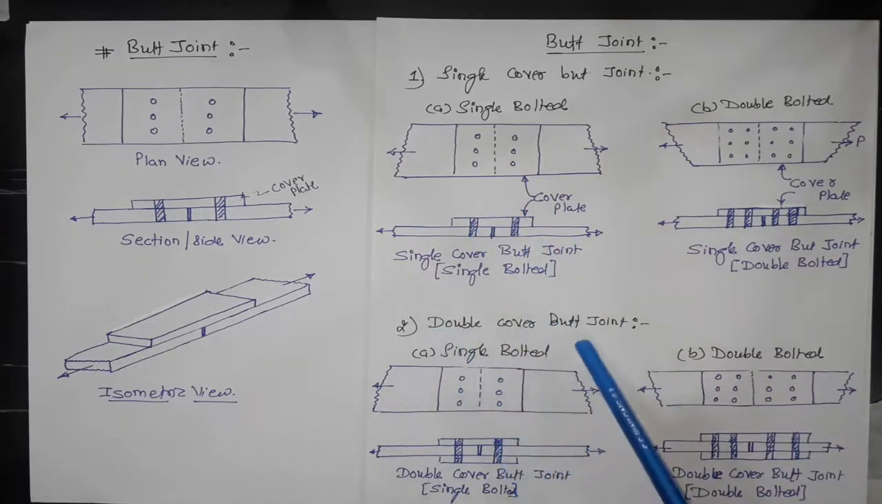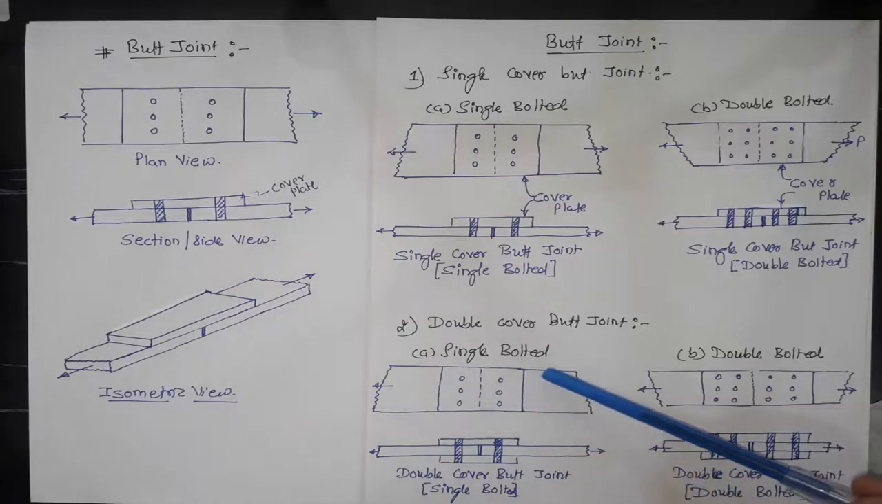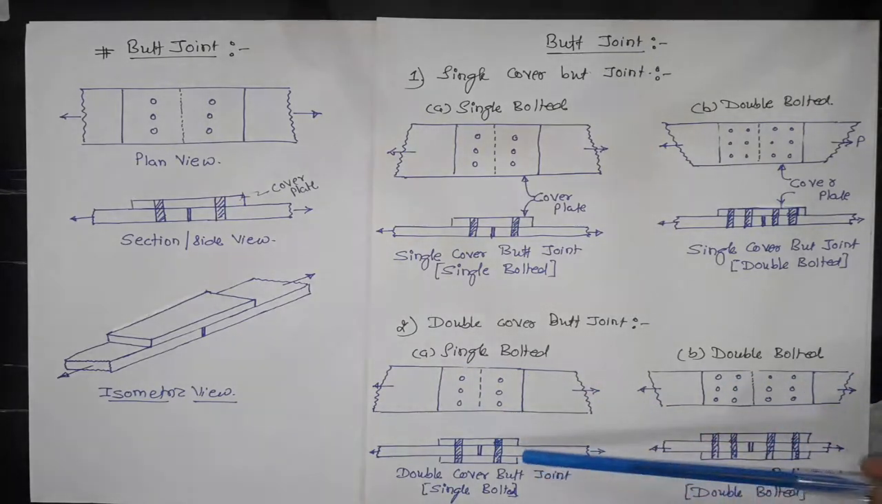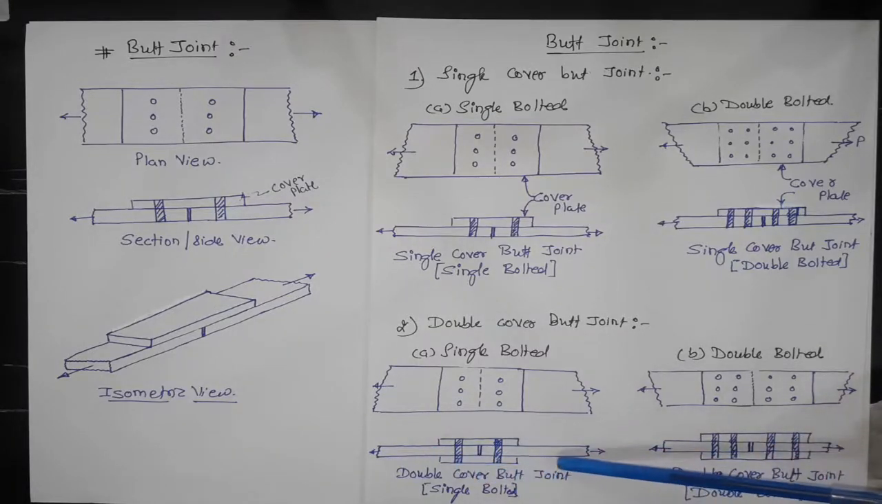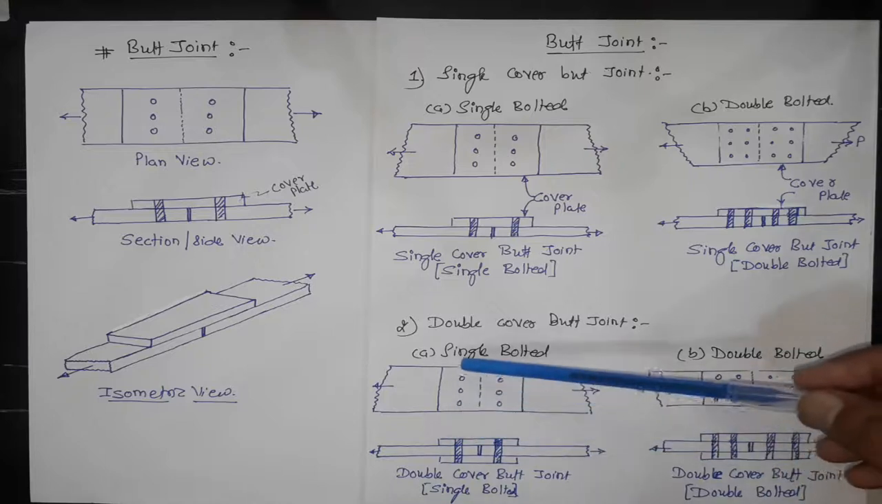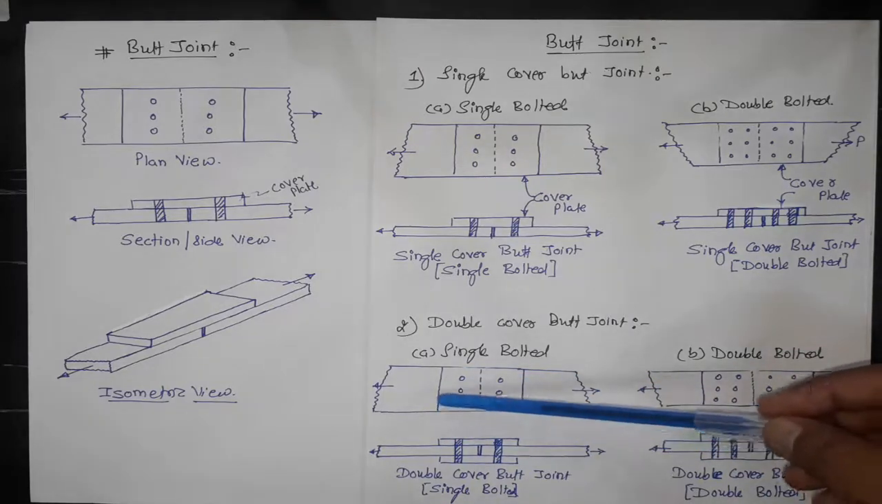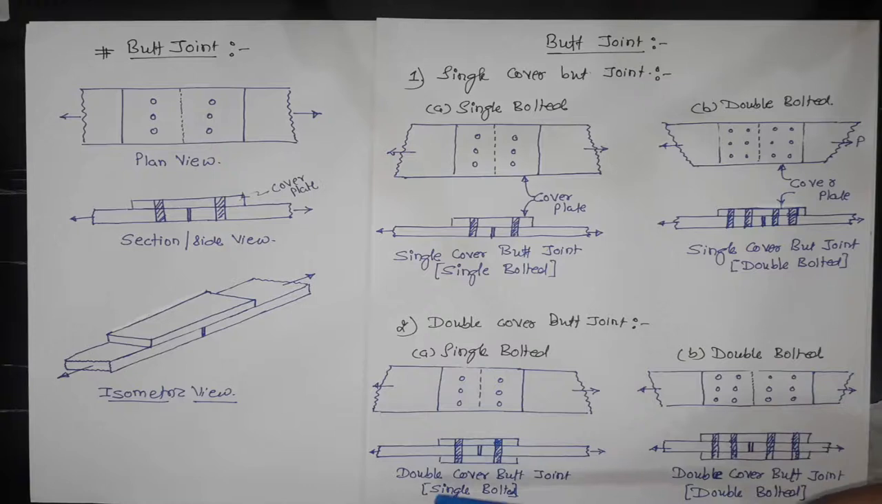Again, double cover butt joints can further be divided into single bolted butt joints and double bolted butt joints. Here we are providing two cover plates on either side of the plates to be connected. If we provide a single row of bolts on either side of the connecting plates, it's known as a double cover butt joint with single bolt. If we provide two rows of bolts on either side of the connecting plates, it's known as a double cover butt joint with double bolts.